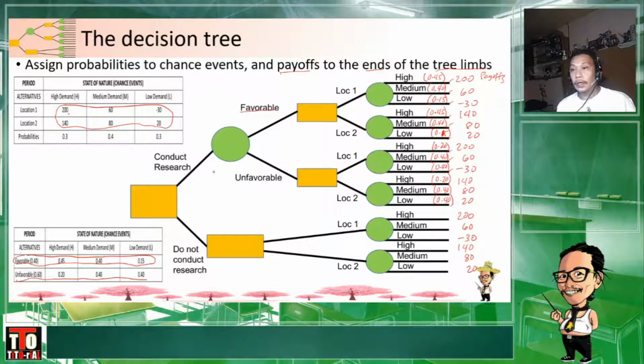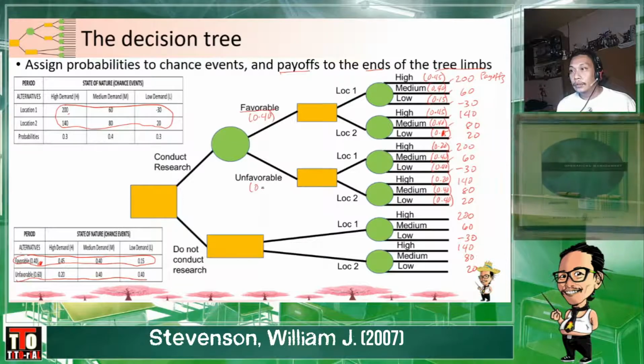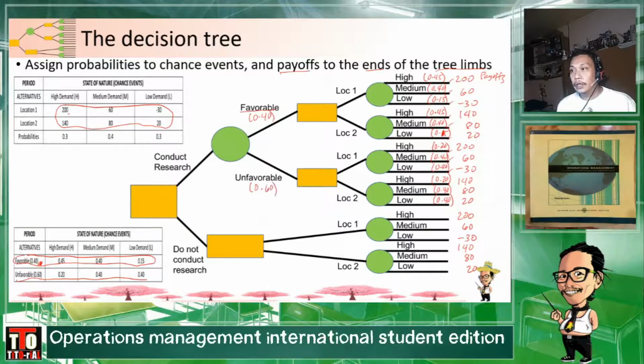But then again, it is also written in our data that there is a 40% chance that the market would be favorable. So, we put here 0.40 for a favorable market and 0.60 for an unfavorable market.